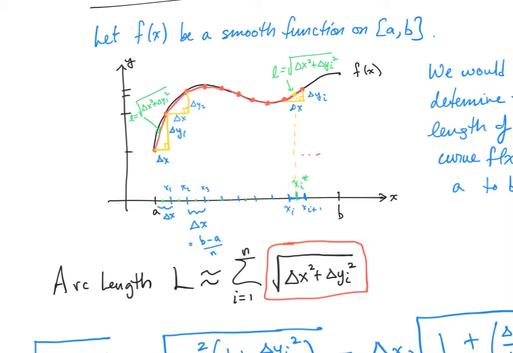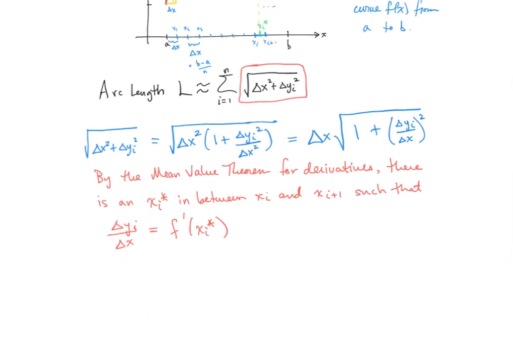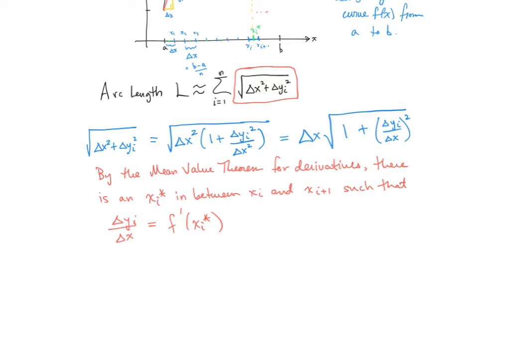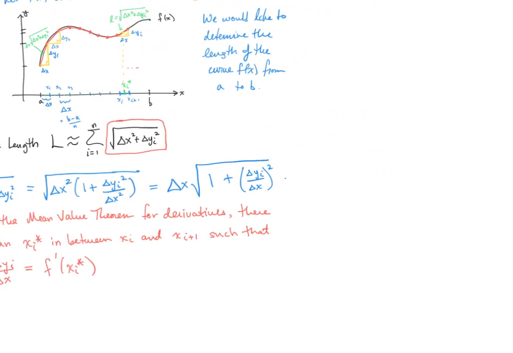So that's awesome, because now, instead of writing delta y sub i over delta x up here, we can really just write it as the derivative of our function evaluated at some point, x sub i star. We're squaring that, right?